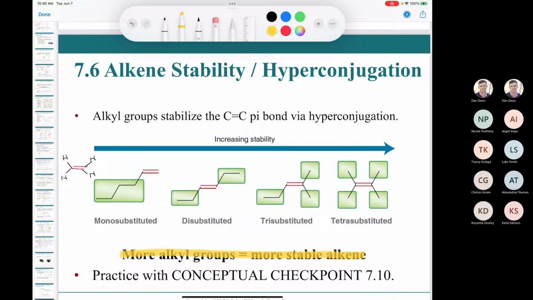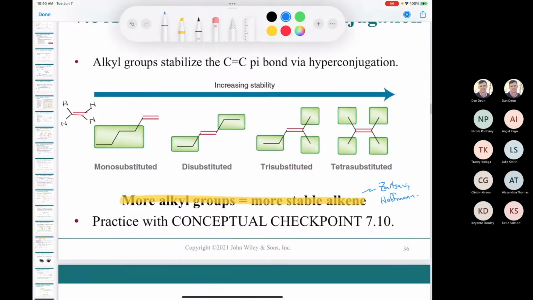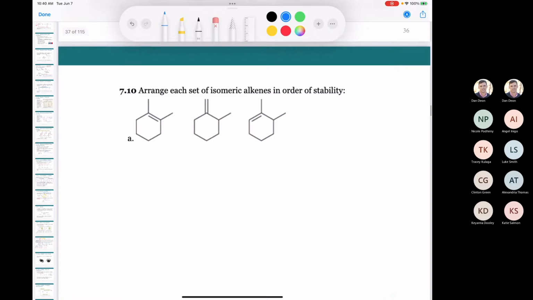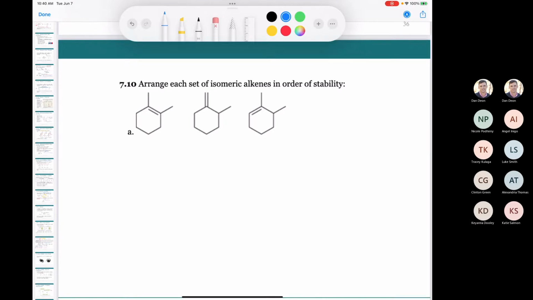And this is going to be very important when we look at elimination products that are called Zaitsev products. Zaitsev, so this is named after a scientist. And Hoffman products. It's very important that you understand that the more substitution we have on a double bond, the more stable that double bond becomes.